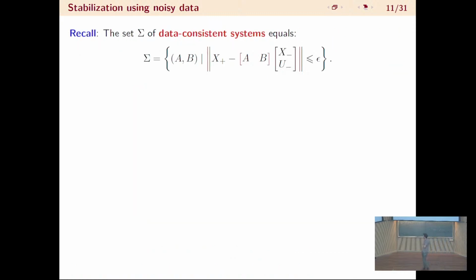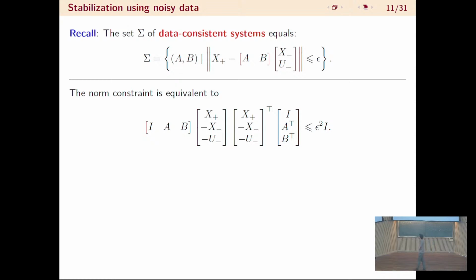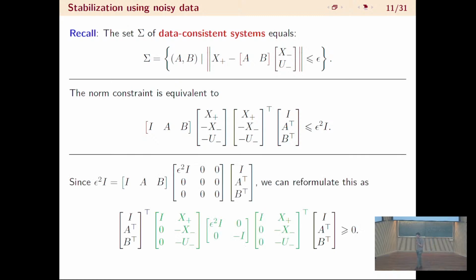This is one way of obtaining a quadratic matrix inequality, but now I will obtain another one. Let's start again from the set sigma of data consistent systems. Remember, it's given by all pairs AB for which this norm is less than or equal to epsilon. As we saw before, that norm inequality is equivalent to this matrix times its transpose being less than or equal to epsilon squared identity. Moreover, epsilon squared identity can be written as identity AB times this matrix over here, times I A transpose B transpose. Because the zeros cancel all the terms depending on A and B, and we just obtain this epsilon squared identity term because of the identities on left and right.